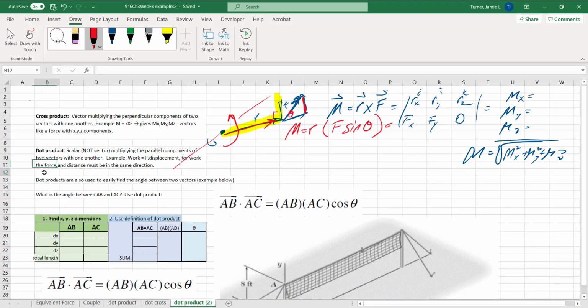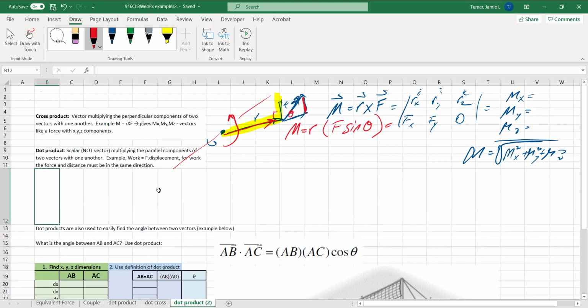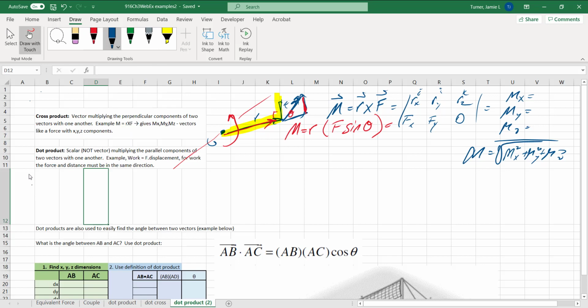For dot products, let me just give myself some room here. We're going to start with a similar situation. So let's start with two vectors, and we can call it R cross F, or just two different vectors. Maybe here's one vector and here's another vector. The difference with a dot product is, instead of getting this normal piece, we are instead going to get the part of the vector that is in the same direction.